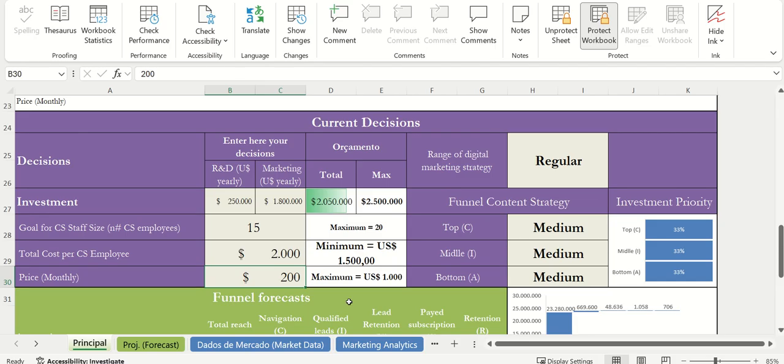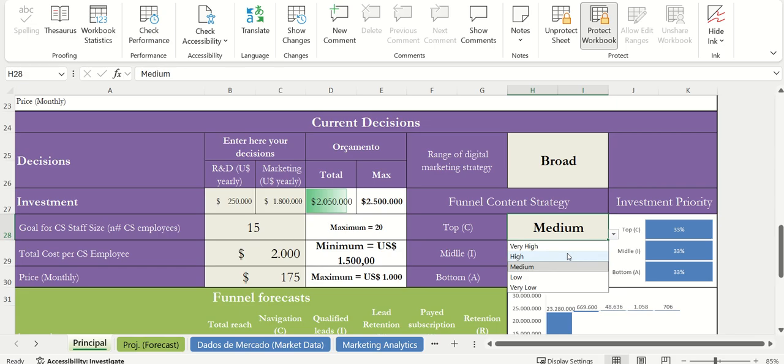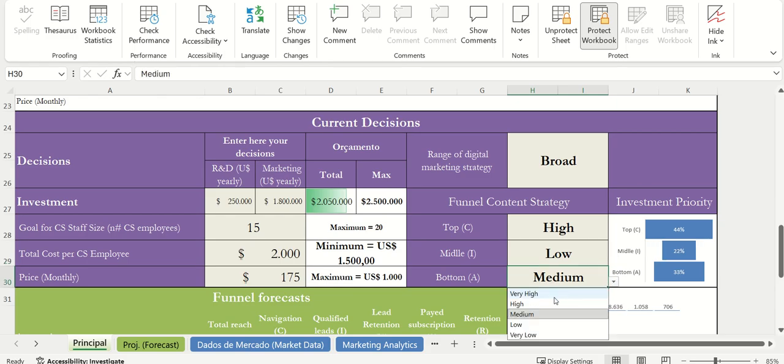And also the price. I'm starting my company. I believe that I need to scale. I'll put a really low price here to check if I can really increase my number of customers. Then I have here the range of digital marketing strategy. So let's say that I believe that I need to have a broad audience for my software. So I select broad, and in the beginning I will invest more in the top of the funnel, a little bit less in the middle, and not that much in the bottom. Let's say I put here, for instance, very low.